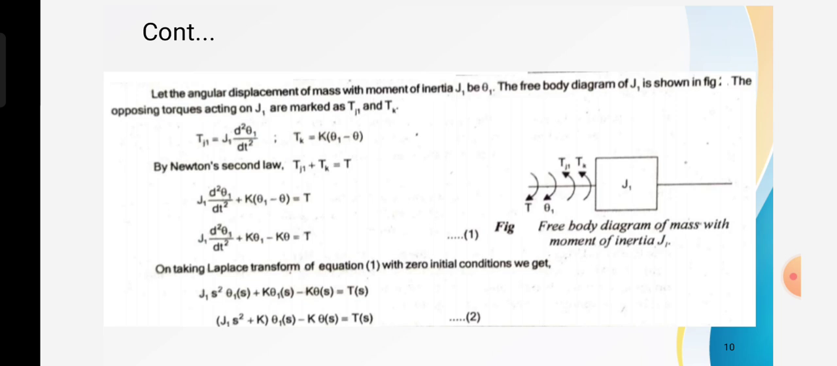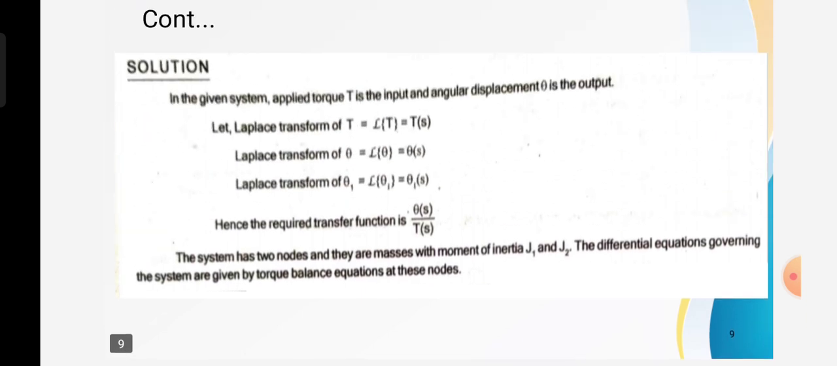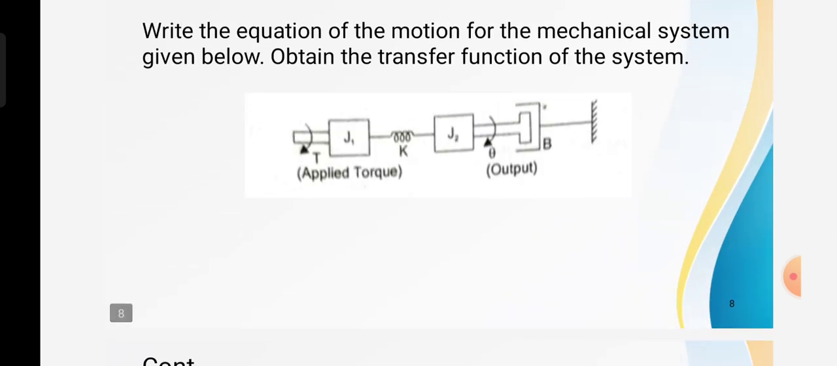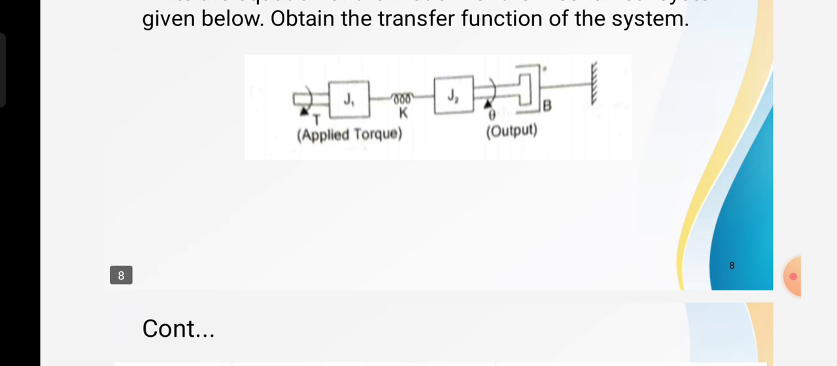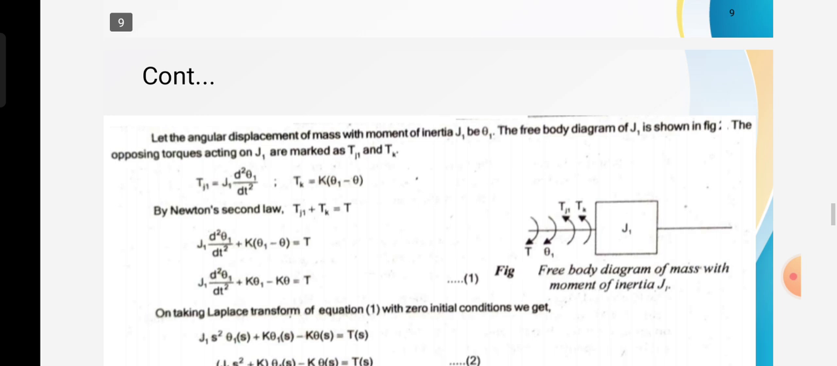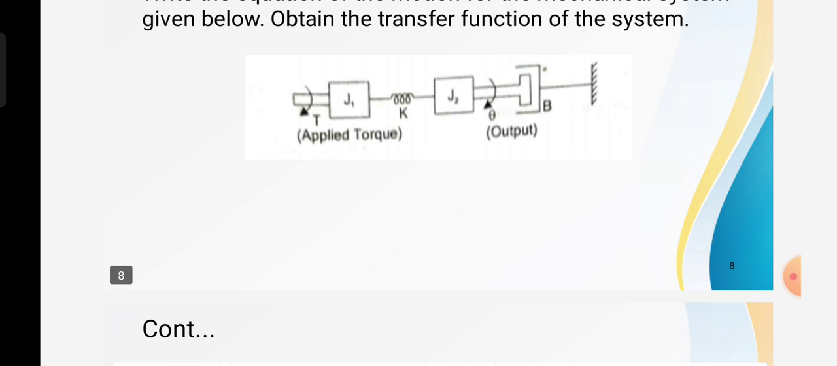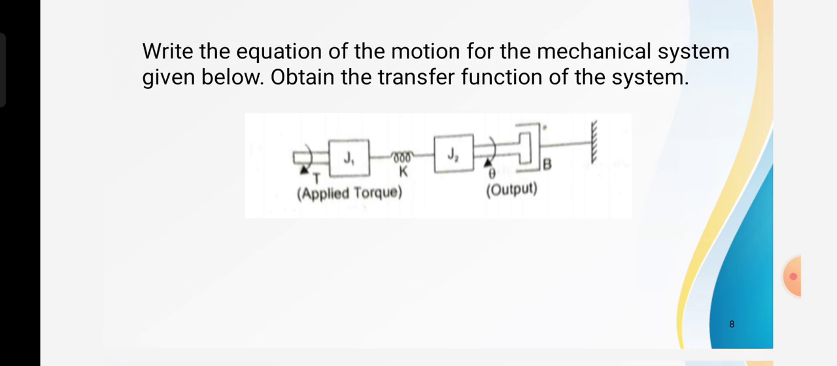And so here, what are the opposing torques acting on J1? Tj1 and Tk. These are the opposing torques due to the moment of inertia and the torsional spring. In this diagram, what components are connected to J1? That is the K spring, which is connected to J1.